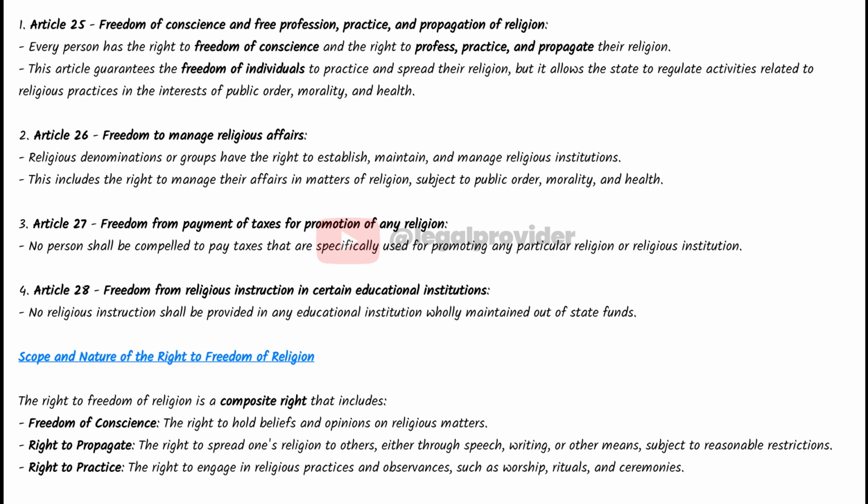Scope and nature of the right to freedom of religion. The right to freedom of religion is a composite right that includes freedom of conscience, the right to hold beliefs and opinions on religious matters; the right to propagate, the right to spread one's religion to others, either through speech, writing, or other means, subject to reasonable restrictions; and the right to practice, the right to engage in religious practices and observances, such as worship, rituals, and ceremonies.